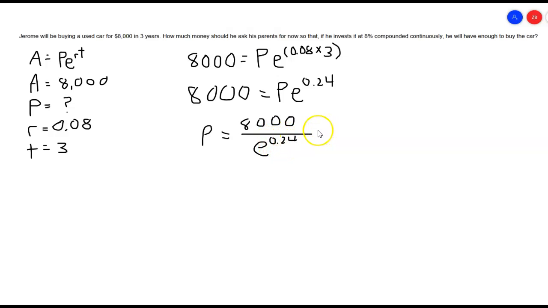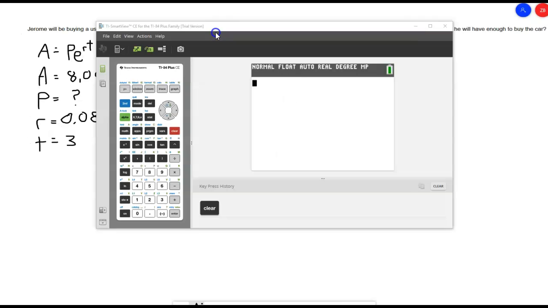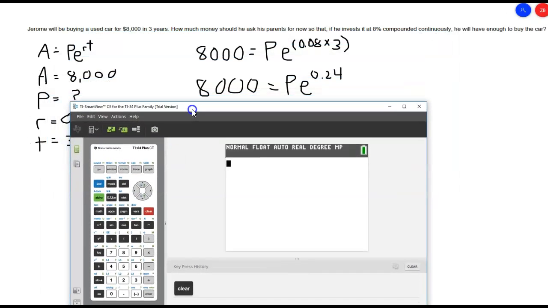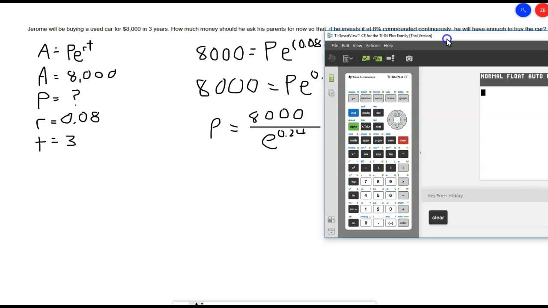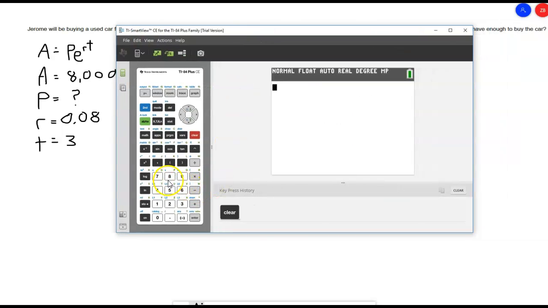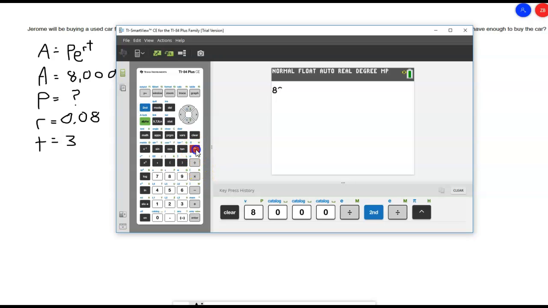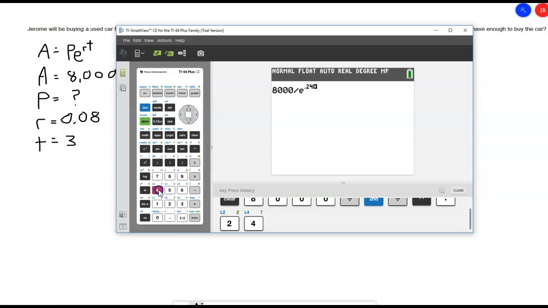And let's go ahead and put that in our calculator so we can round that to the nearest cent. All right, so that is going to be 8,000 divided by e to the 0.24. So 8,000 divided by, it's second, this e raised to the 0.24. And that should be $6,293 and rounded to 2 cents. So that's how much we're going to ask for our parents, and then in 3 years we will be able to buy that used car.